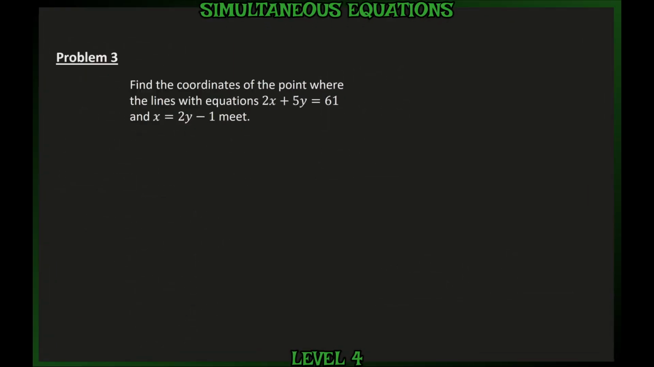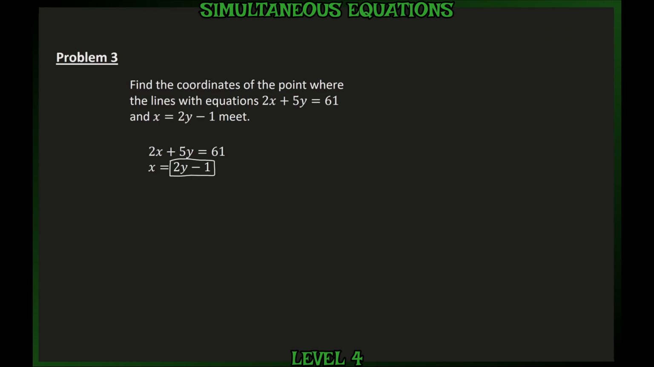In problem 3, we're asked to find the coordinates of the point where the lines with equations 2x plus 5y equals 61 and x equals 2y minus 1 meet. Now when we're asked to find the coordinates of where two lines meet, what we need to do is solve their equations simultaneously to come up with an x and a y value that work in both, and then write these as coordinates. So looking at the two equations, we can see that the second equation is written with x as a subject, and so we can solve this by substitution.